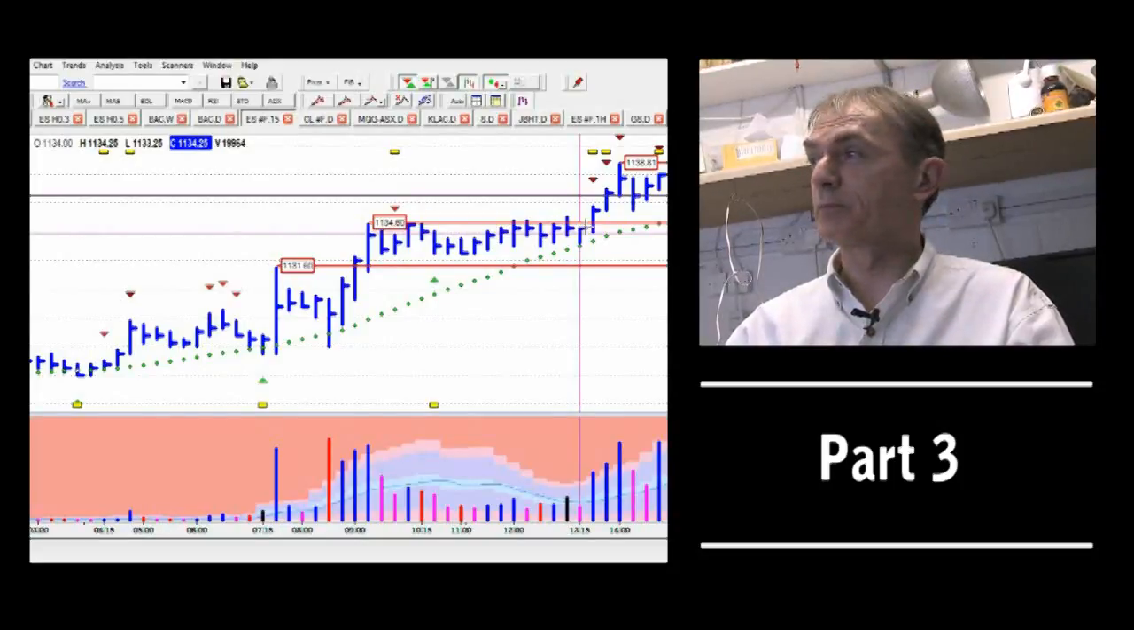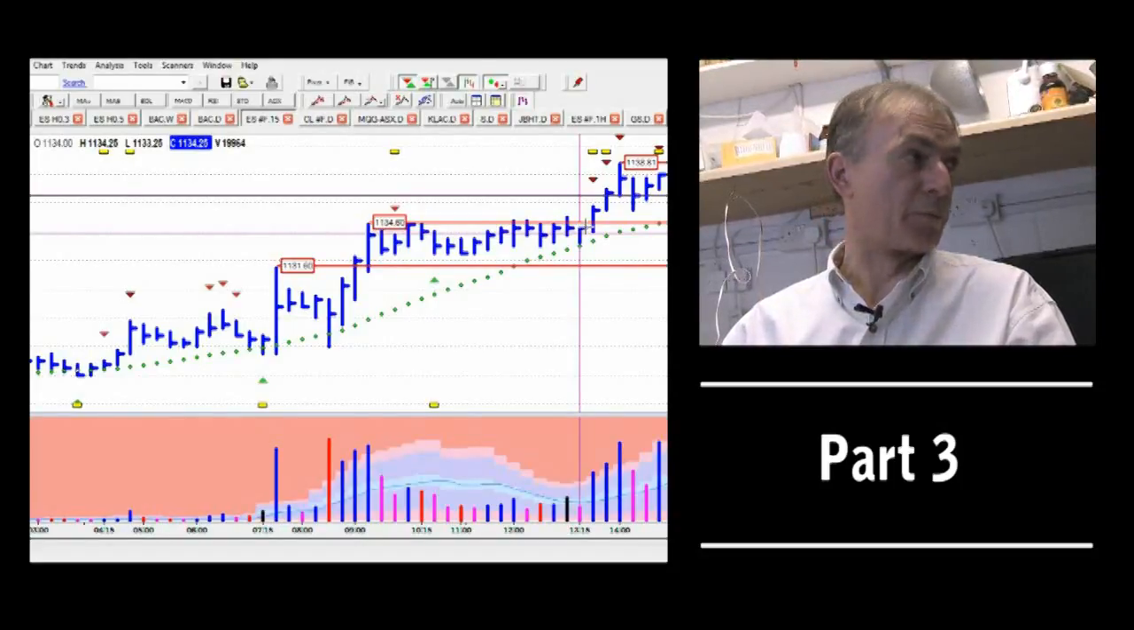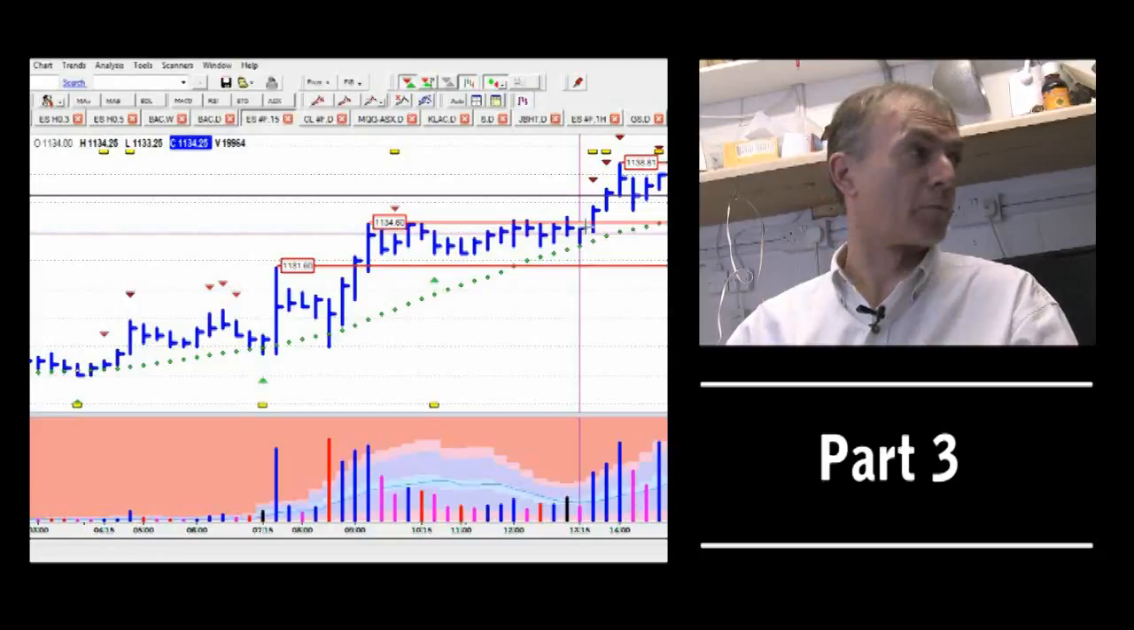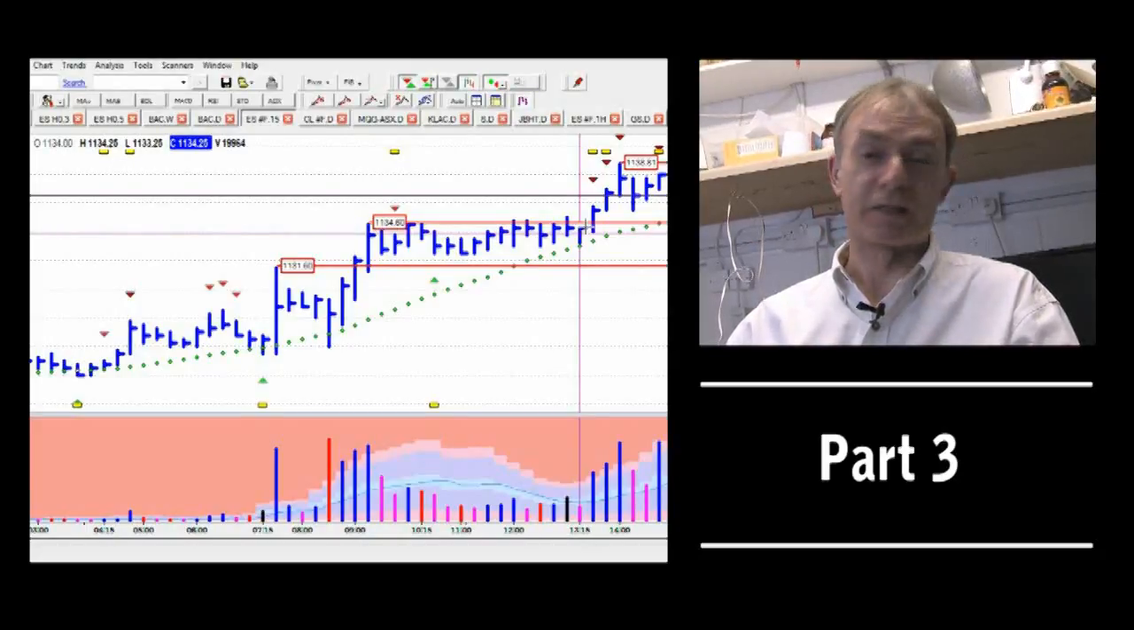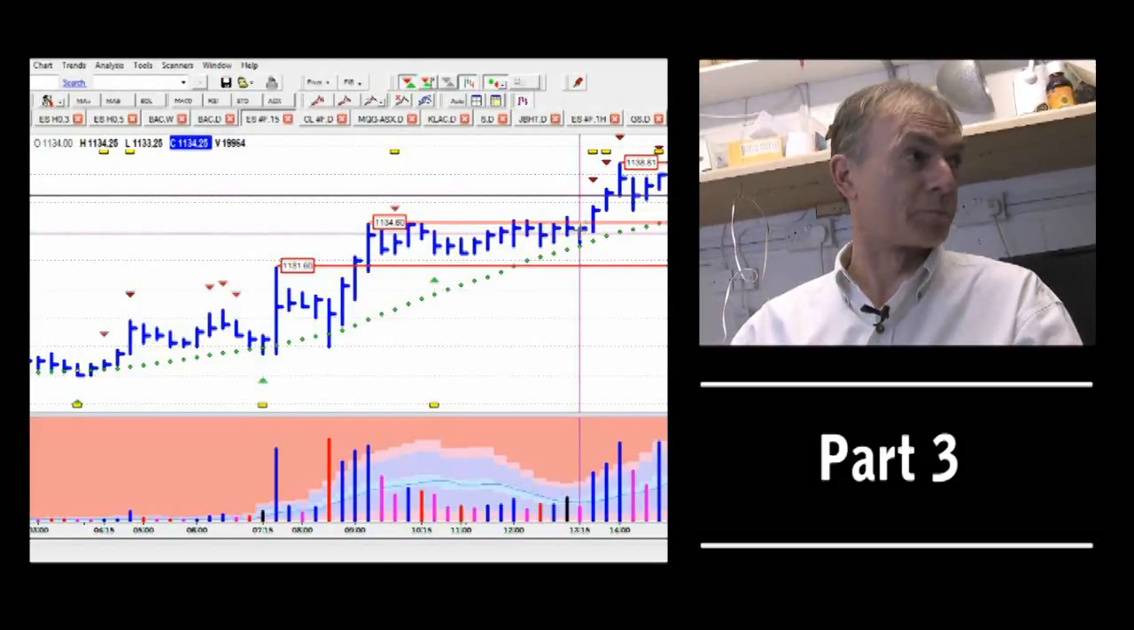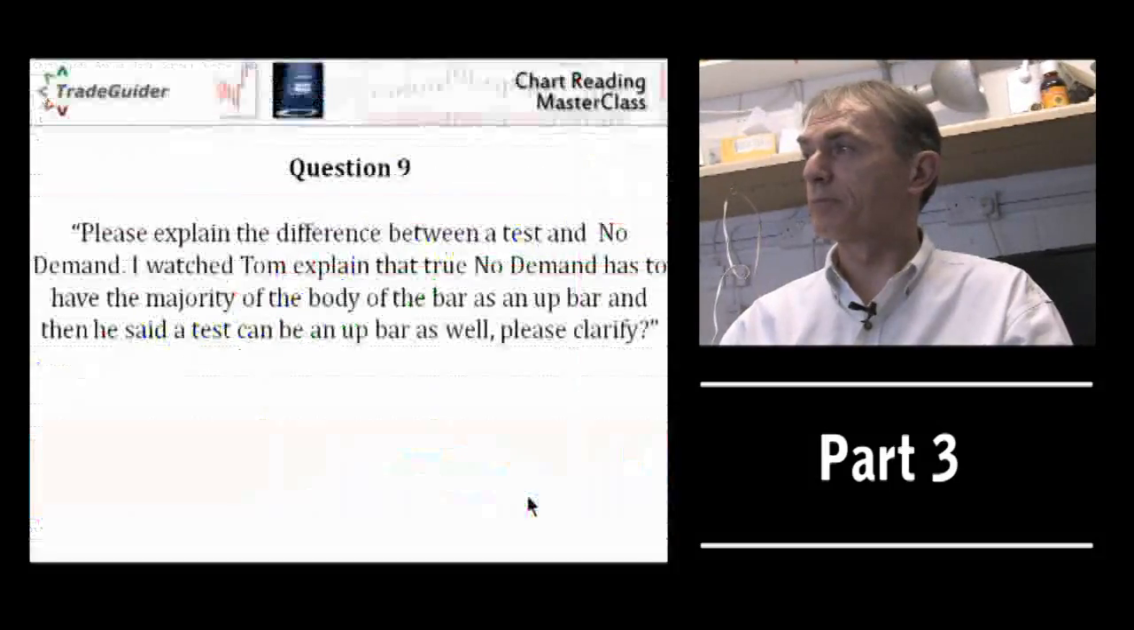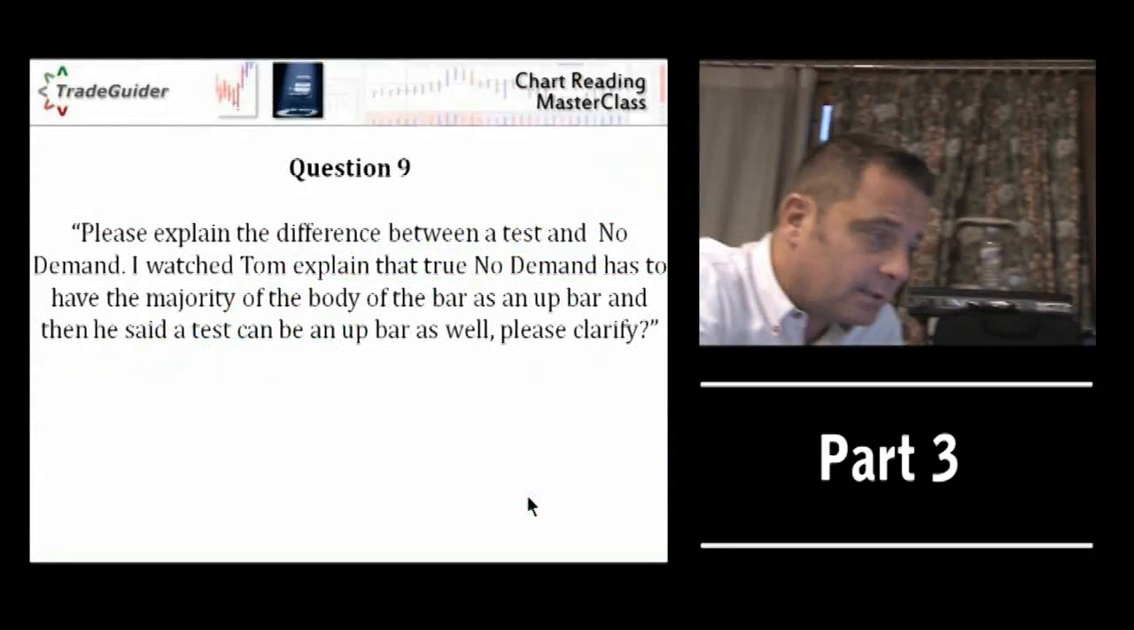Perfect. And the next bar then closes up, confirms it. So it couldn't be no demand. With no demand, you would expect the price to close lower. Exactly. Or it could be a failed test if it was failing. So there we are. Let's just see if that answers the question. Good. Excellent. If there's any questions on tests, now is your time.